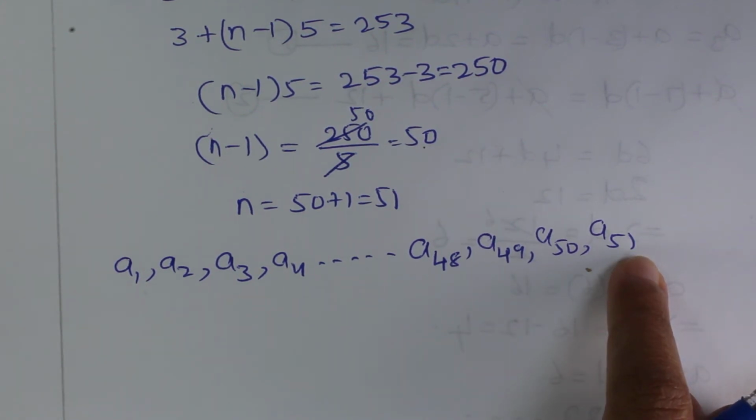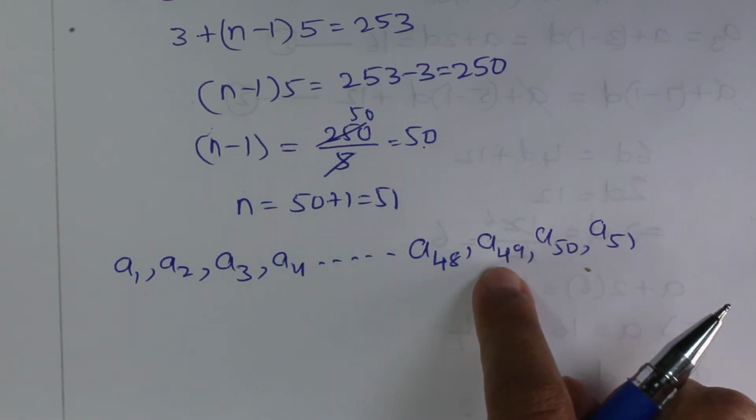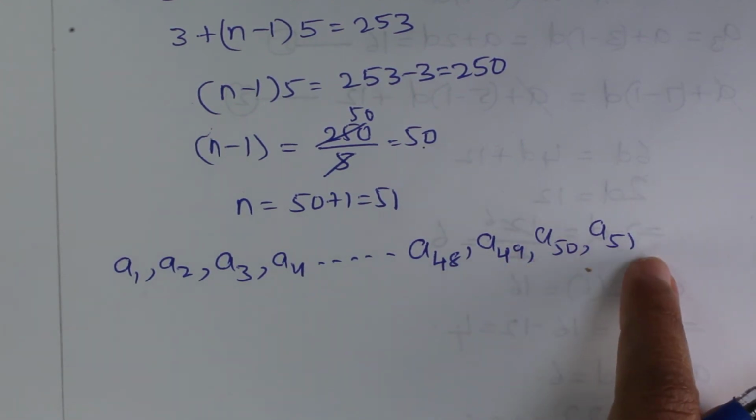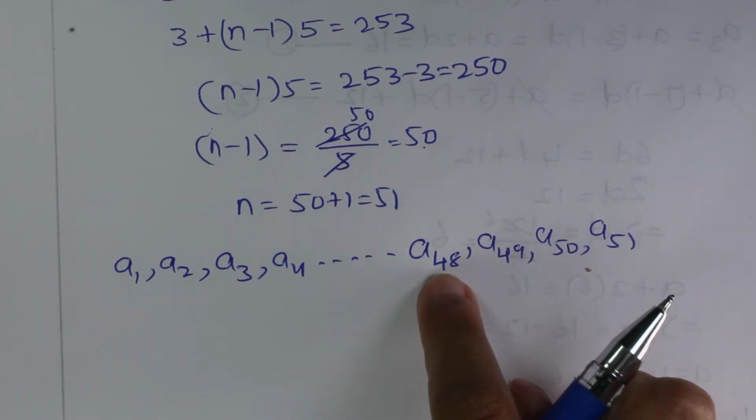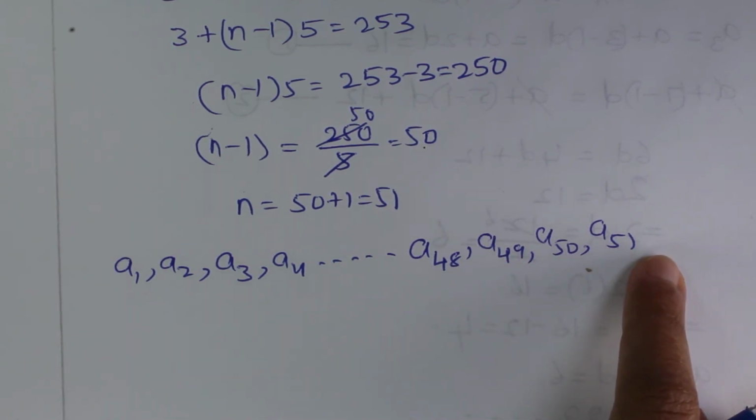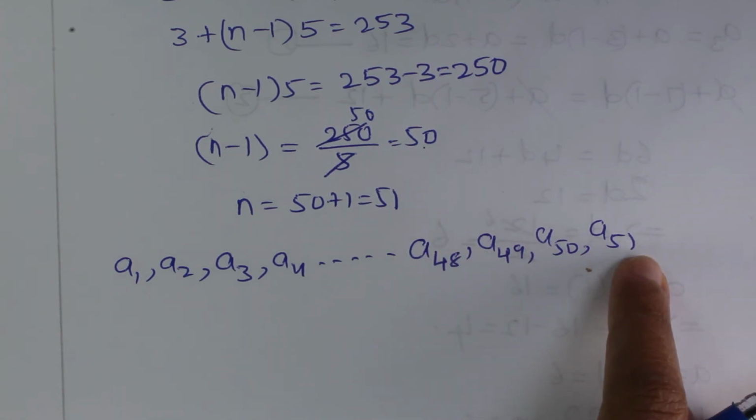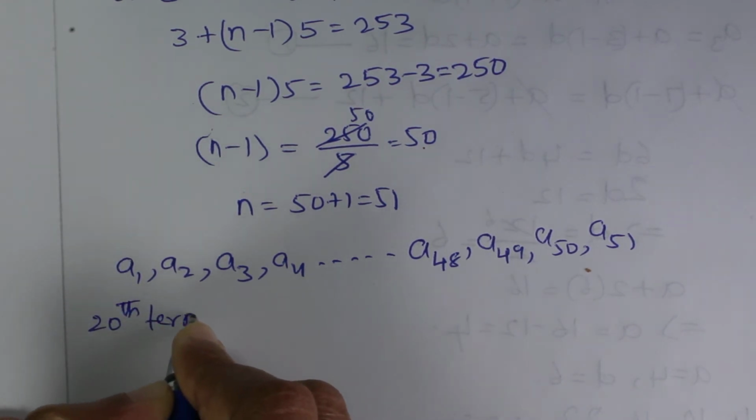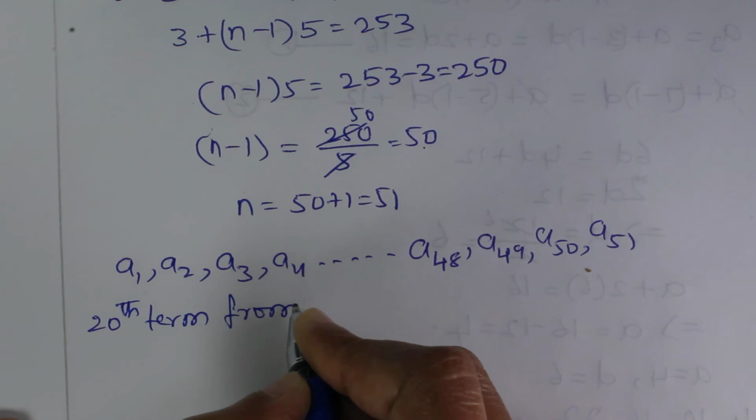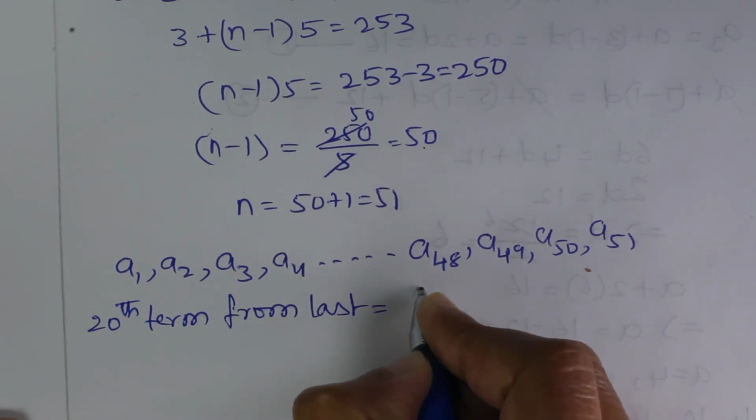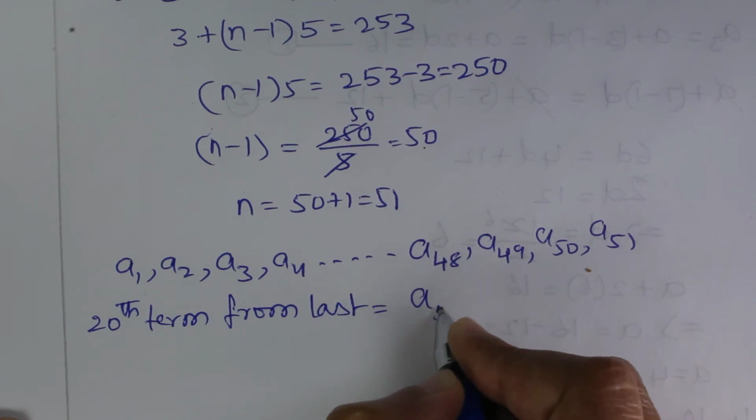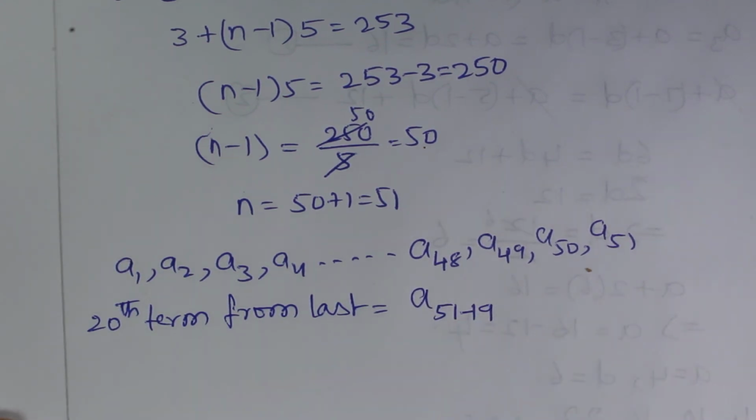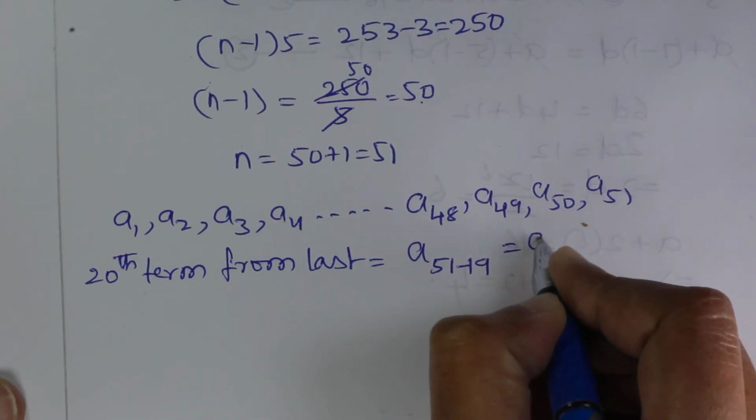For example, I am calculating the third term from the end. Then the third term from the end will be A49, right? How do I get 49? 51 minus 2. So for the fourth term, I will subtract 51 minus 3. And for the fifth term, I will subtract 51 minus 4. In a similar way, the 20th term from the last becomes A 51 minus 19, that is equal to A32.